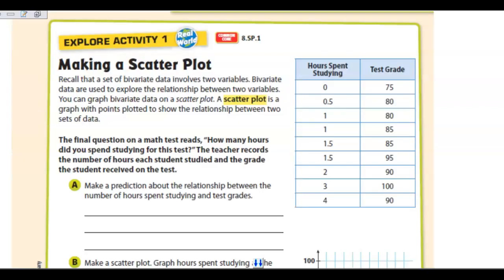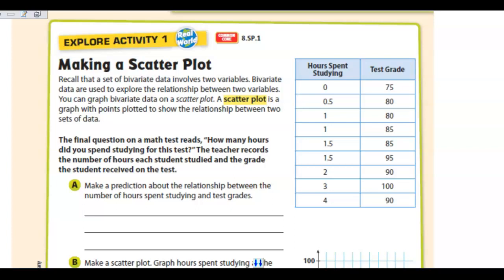When we make a scatter plot, we are taking bivariate data, which involves two variables. When I'm talking about bivariate data, I'm talking about, like, the number of miles I traveled and the amount of fuel that I used, or maybe the number of people who attended a dance and the cost of the tickets, things like that. So there are two things that are being compared. They have a connection, they have a relationship, and the scatter plot is a graph on which we put that data, and it's plotted to show the relationship between the two sets of data.